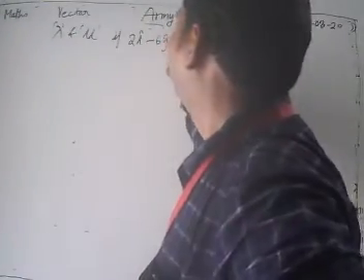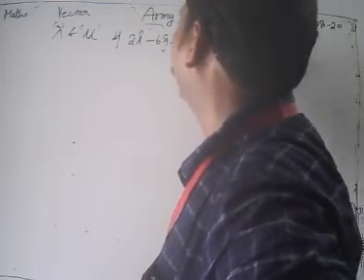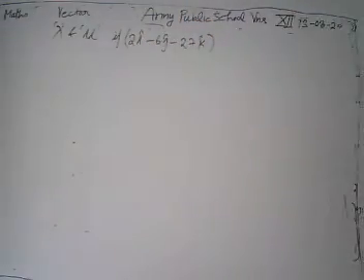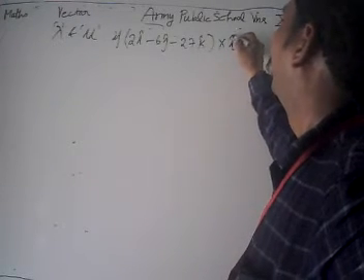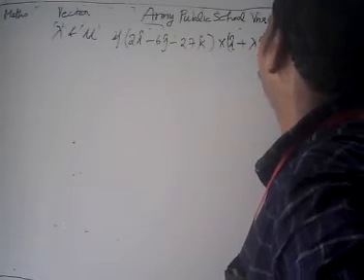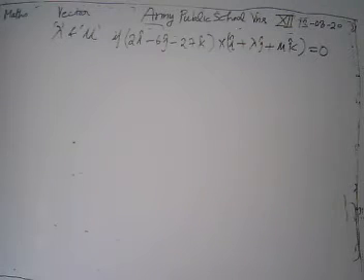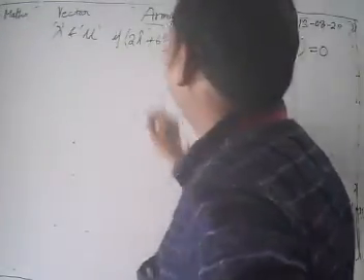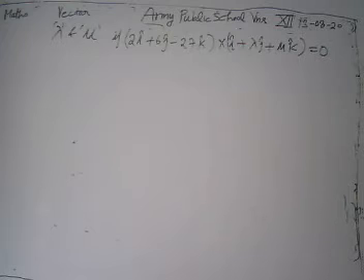Find the value of lambda and mu if (2i cap plus 6j cap minus 27k cap) cross (i cap plus lambda j cap plus mu k cap) is equal to 0.